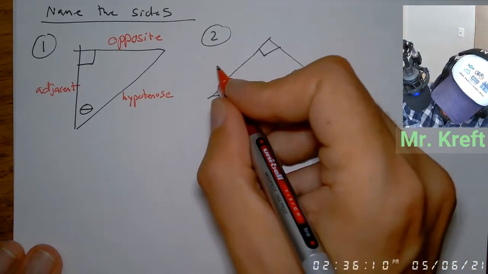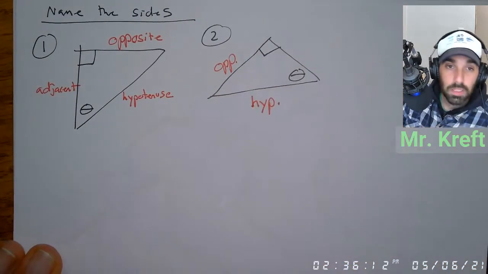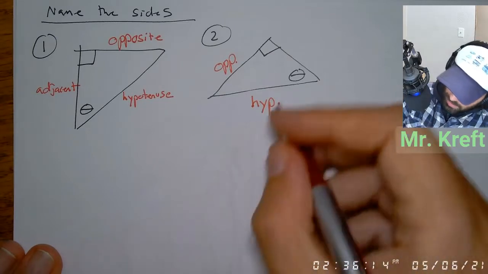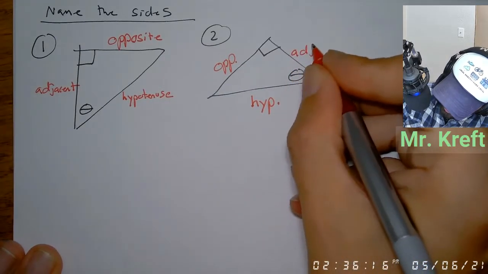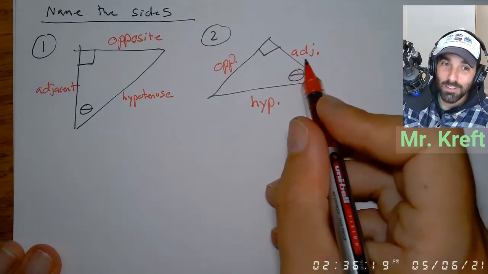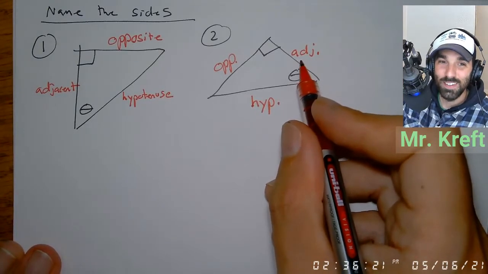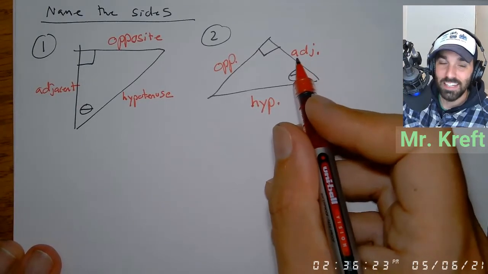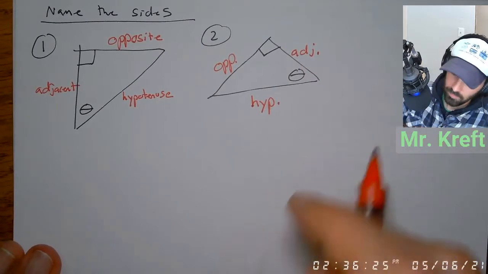Furthest away from our reference angle is our opposite, or OPP. And then the last one is adjacent. Just if we use ADJ, we have to remember that it's not adjective, right? That's English. This is adjacent, or next to.